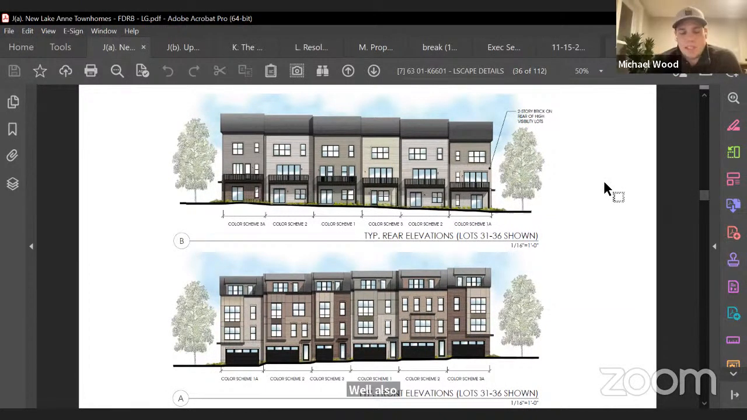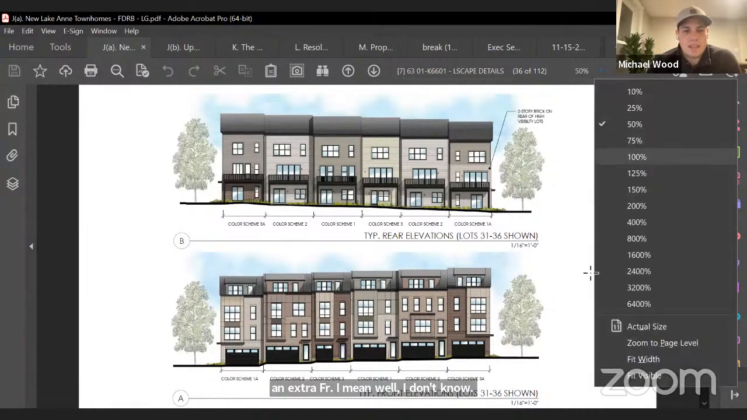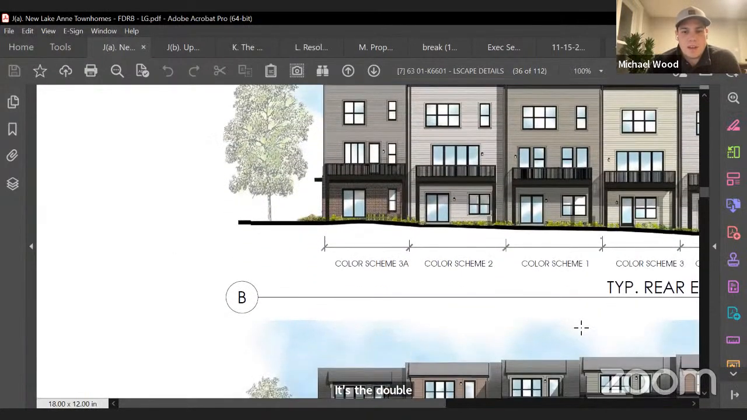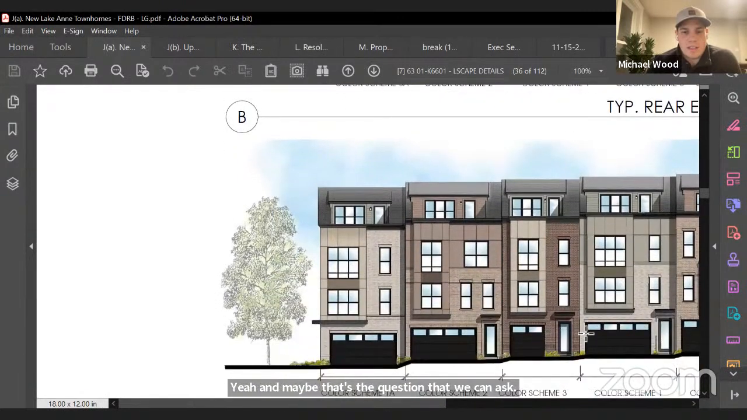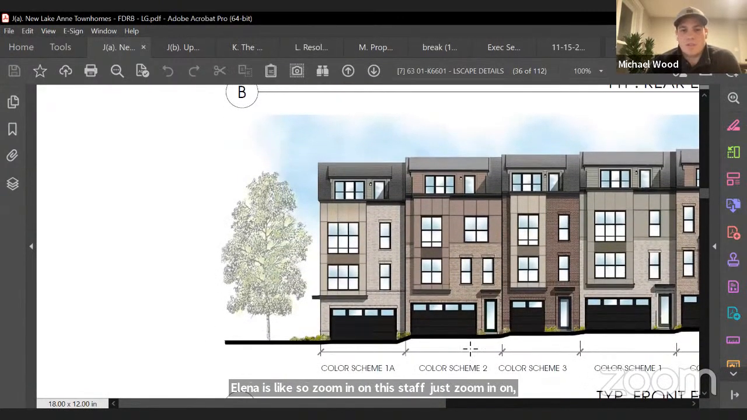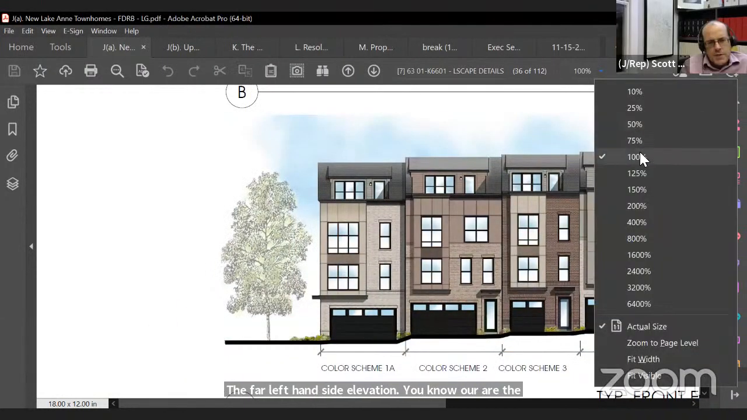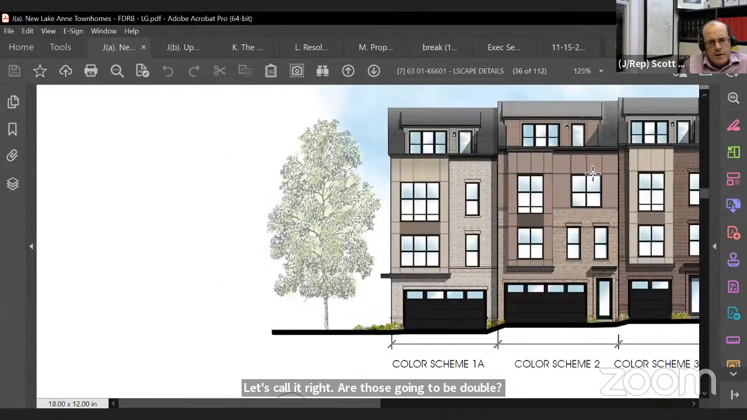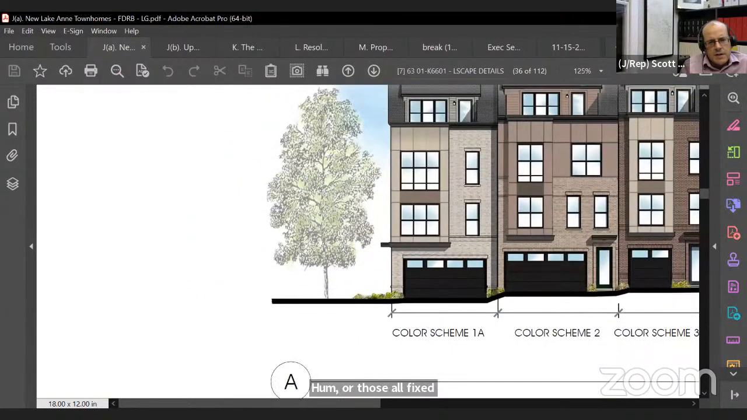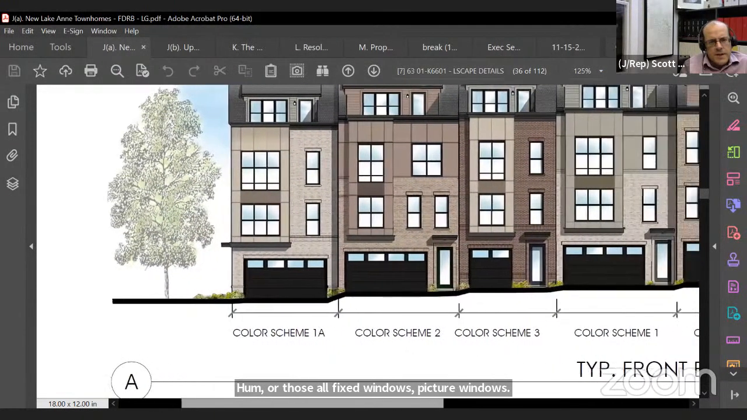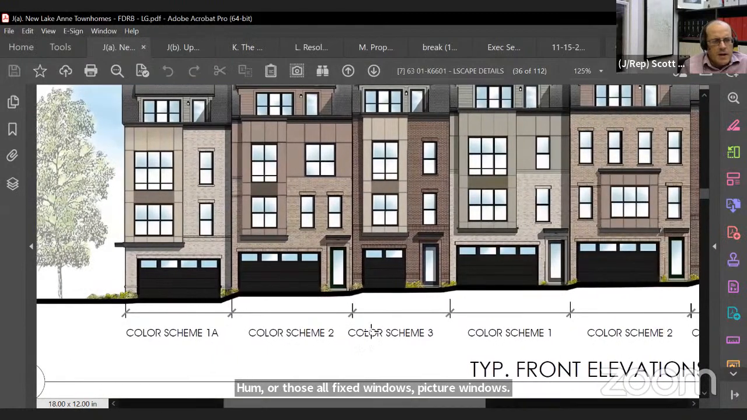Maybe that's the question that we can ask Elena. Staff, zoom in on the far left-hand side elevation. Are the windows in the little bump out going to be double hung, or are those all fixed picture windows? So in this particular drawing, our general intent was, let's focus in on that bay window. It's 3 windows wide. The 3 floor windows are all fixed.